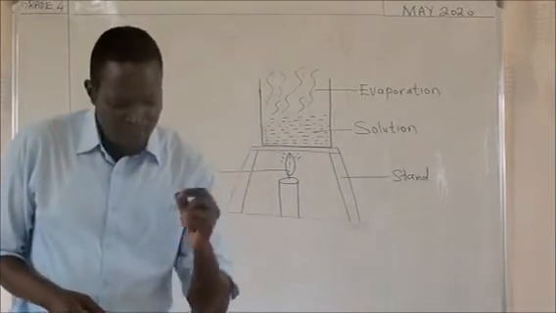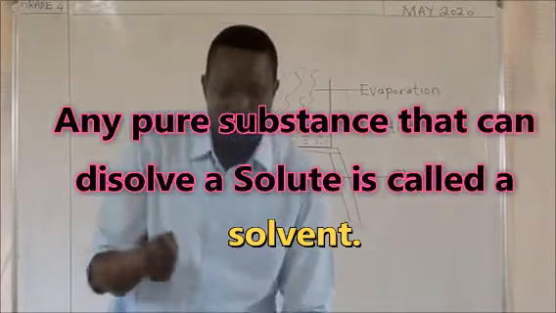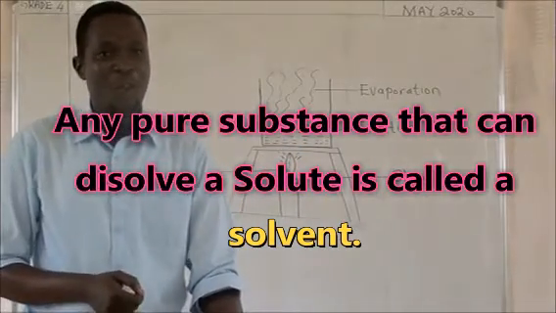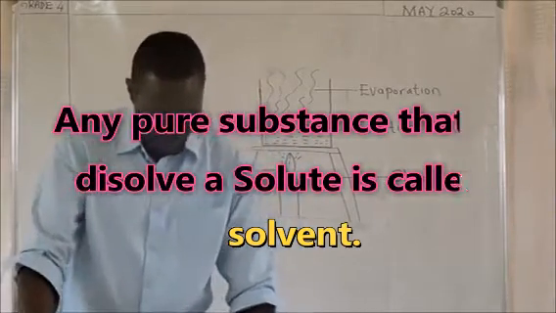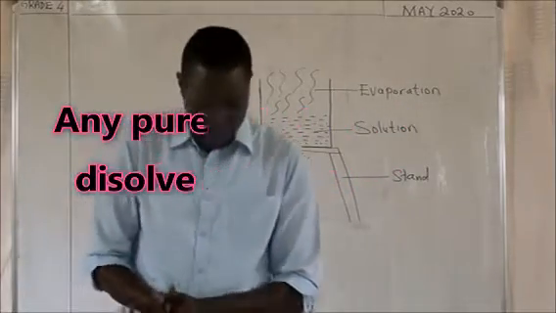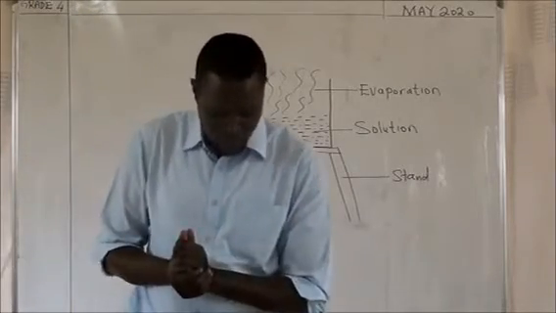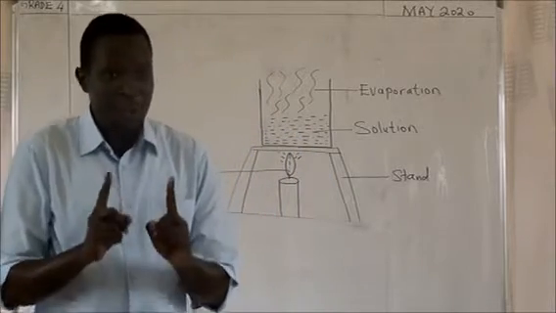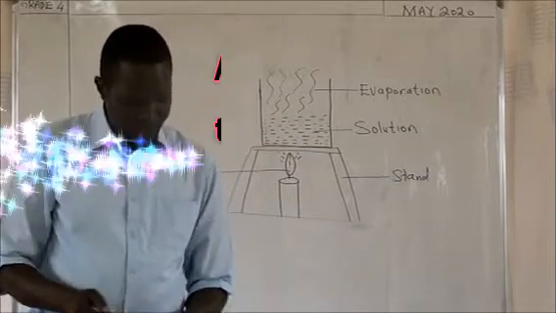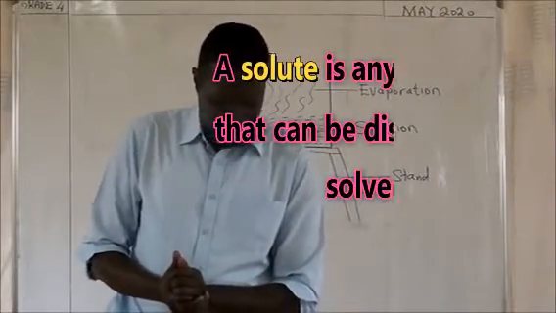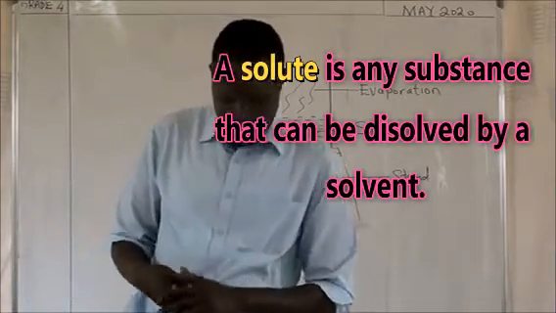Any pure substance that can dissolve a solid is known as a solvent. And the common solvent that we have is water. So water here is a solvent because it is able to dissolve a solid. Two, for us to have a solution, we must have a solute. And what is a solute? A solute is a minor substance that dissolves in a solvent.